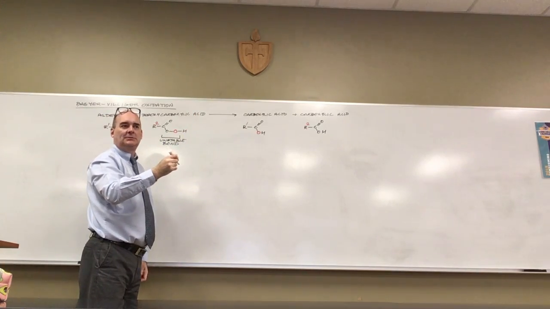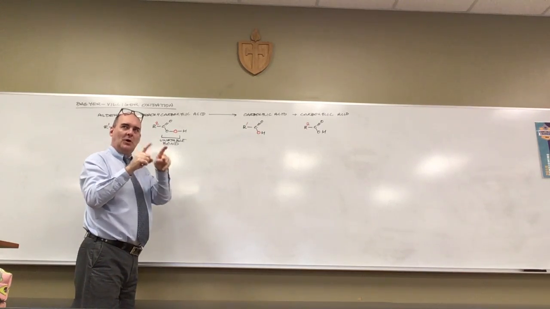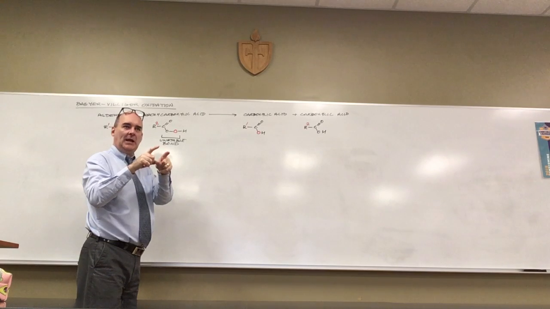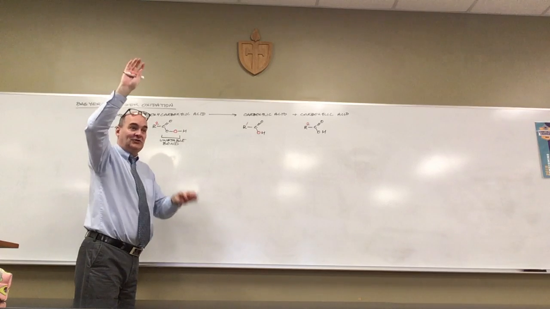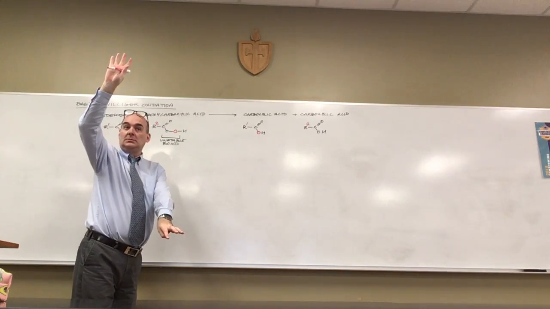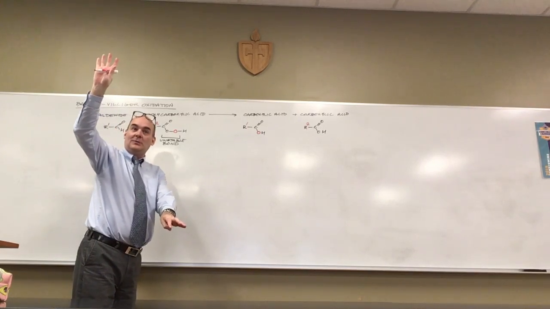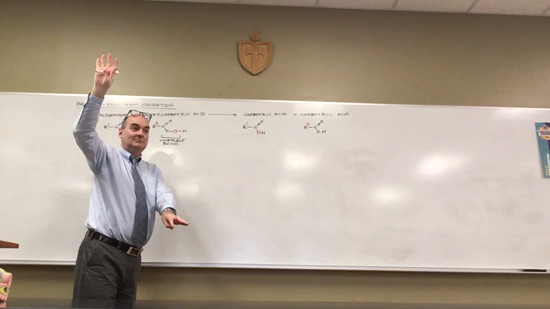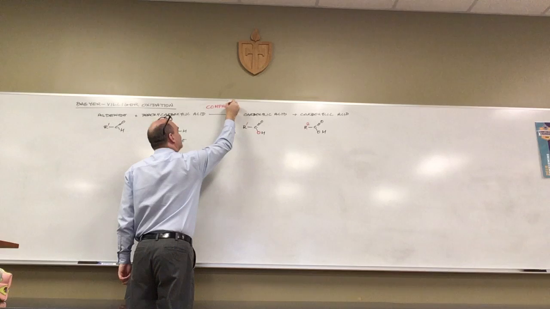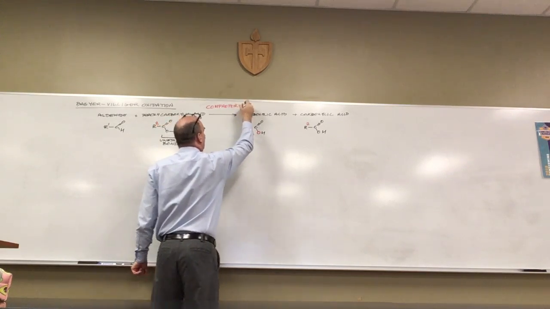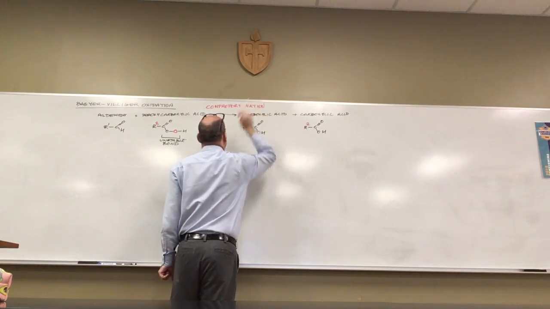Anybody know what it's called when you have two molecules of the same thing and then they split apart and they make one that's higher in oxidation and one that's lower in oxidation? That's a disproportionation. Heard that word before? No. It's the opposite of a disproportionation, a comproportionation.